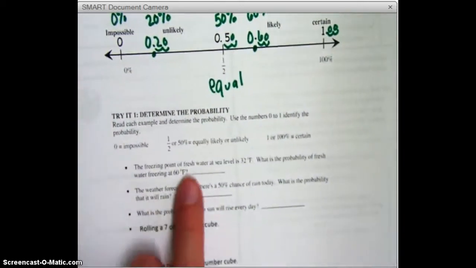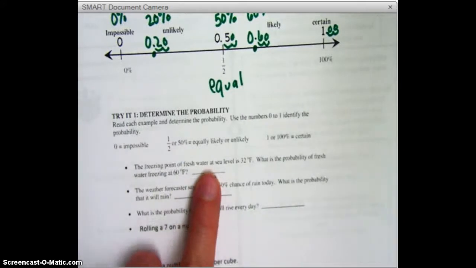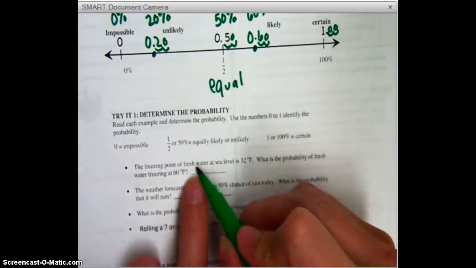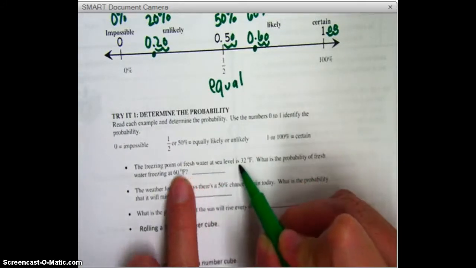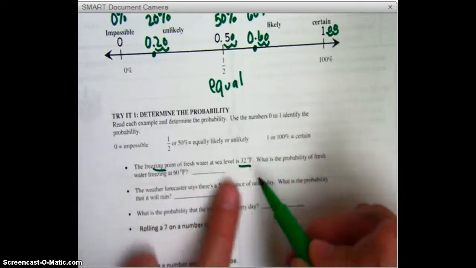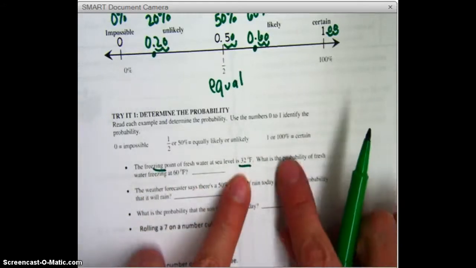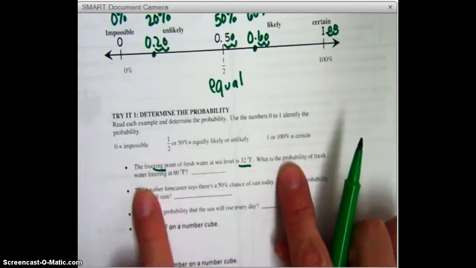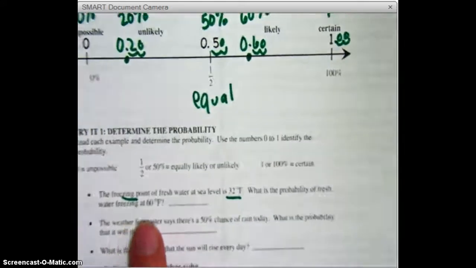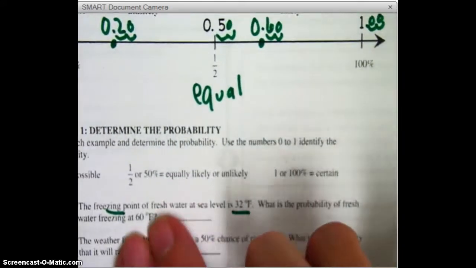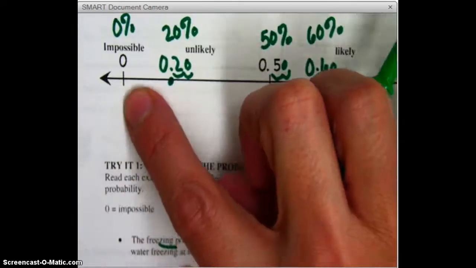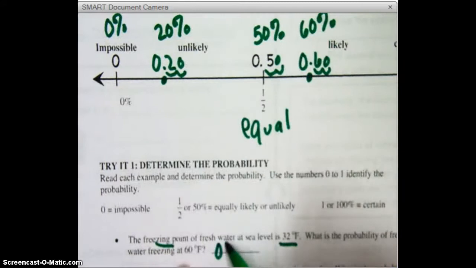The freezing point of fresh water at sea level is 32 degrees Fahrenheit. So we have fresh water freezing at 32 degrees Fahrenheit. What is the probability of fresh water freezing at 60 degrees? Well, fresh water won't freeze at 60 degrees. It's impossible for it to freeze. So there's a 0% chance, which is impossible.